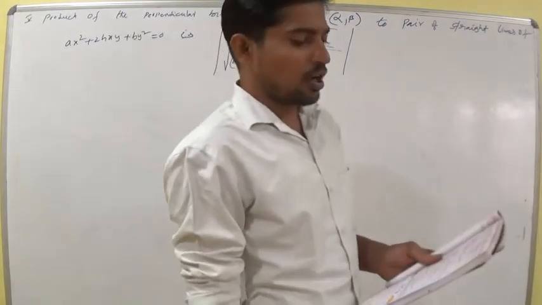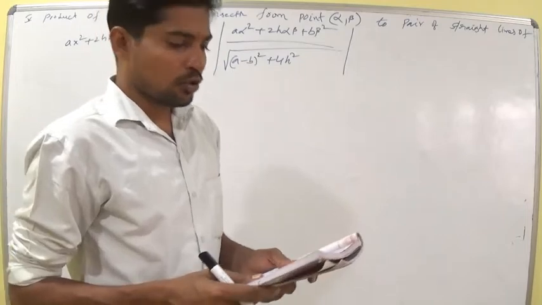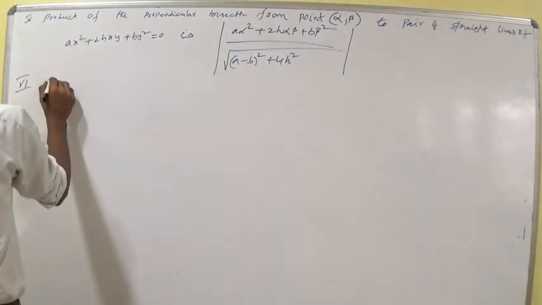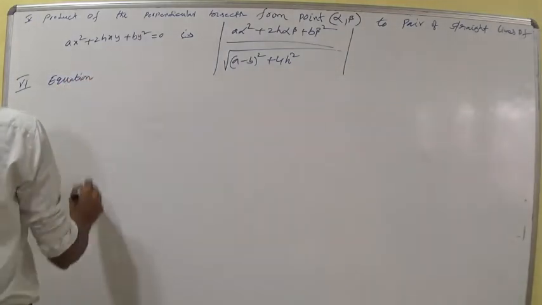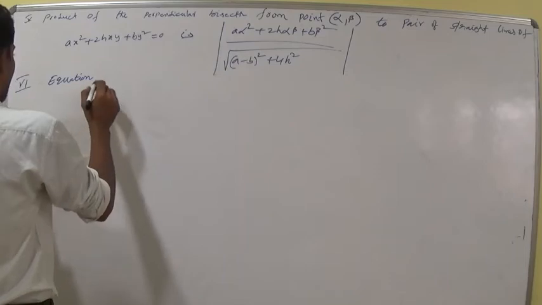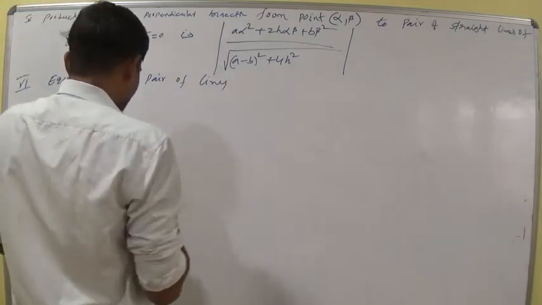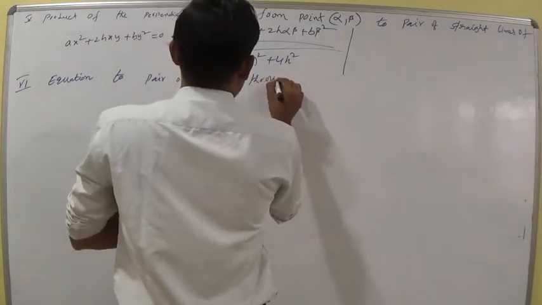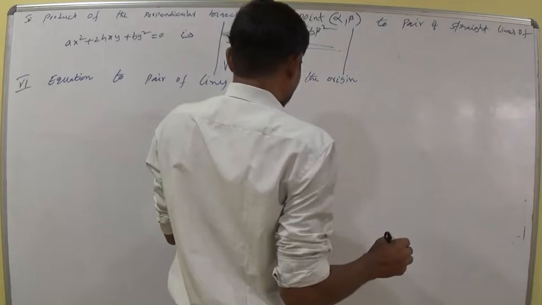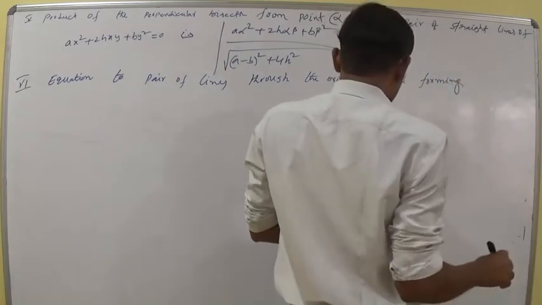Equation to the pair of lines through the origin forming an equilateral triangle with the line.